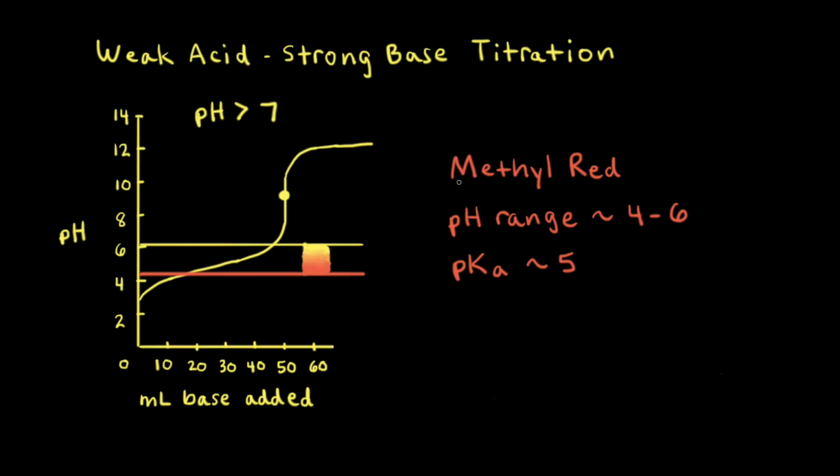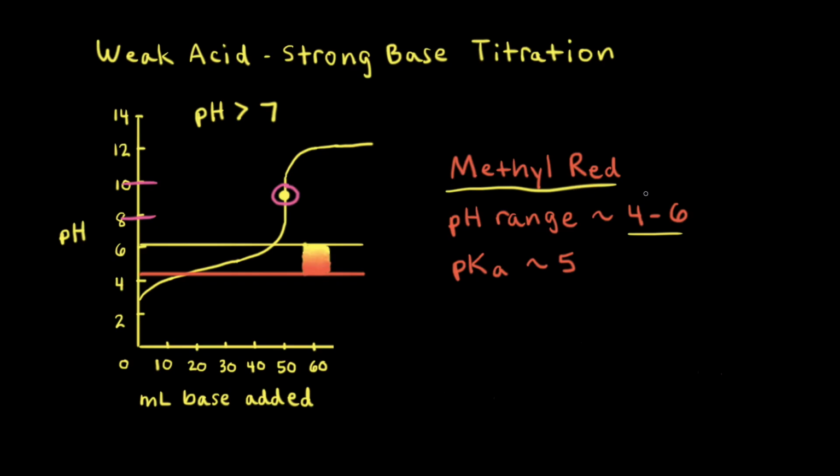First, let's look at the acid-base indicator methyl red. Methyl red has a pH range of approximately 4 to 6. So a little bit over 4, methyl red starts to change from red to orange and then eventually to yellow by the time you hit a pH of about 6. However, the pH of the equivalence point for this titration looks to be somewhere between 8 and 10.